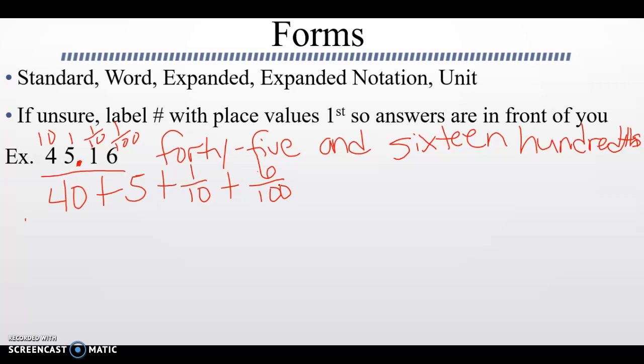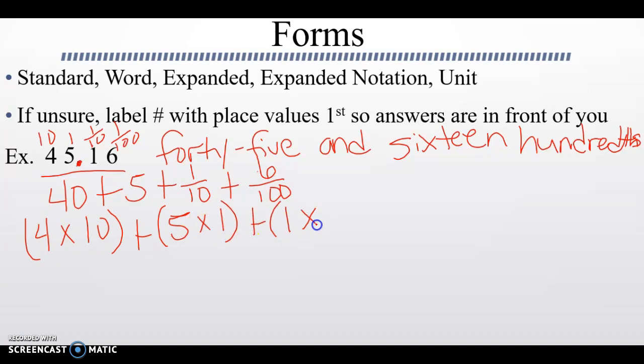Expanded notation, take each digit multiplied by the place that it's in. 4 times the tens place, plus 5 times the ones place, plus 1 times the tenths place, plus 6 times the hundredths place. So if you label your number first, your answers will be right there in front of you.